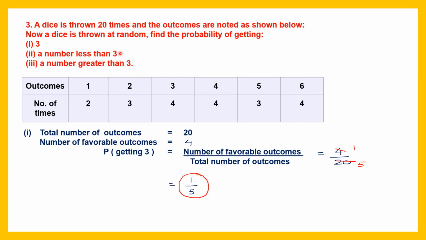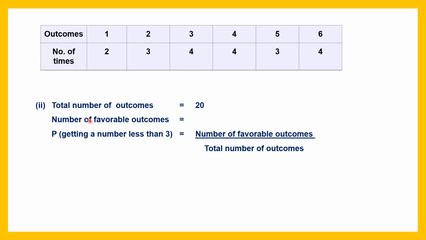Now we have to find out the probability of getting a number less than 3. Similarly, we should have the total number of outcomes, favorable outcomes and the formula. So the total number of outcomes is 20. For the number of favorable outcomes, that means getting a number less than 3. What are the numbers less than 3? 1 and 2. How many times has 1 occurred? 2 times. How many times has 2 occurred? 3 times. So the number of favorable outcomes will be 2 plus 3, that is 5. So 5 times this has occurred.